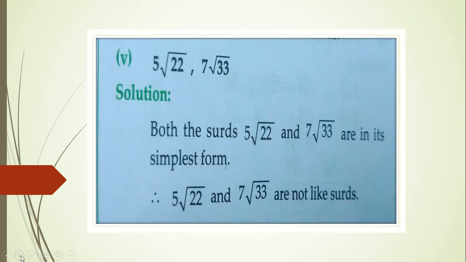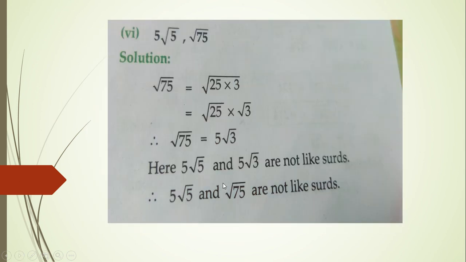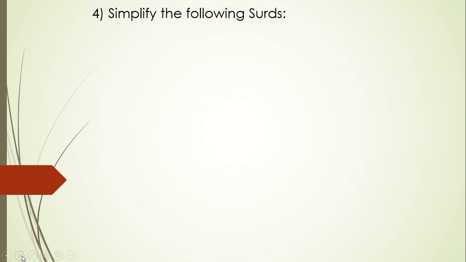And the next two sums also: here we have root 22 and root 33, so they are not like surds. In the next one we get root 5 and here we get root 3, so they are also not like surds. I think you have understood by now what are like surds and what are unlike surds. Like surds means the radical part has to be exactly the same. Then they are called like surds.